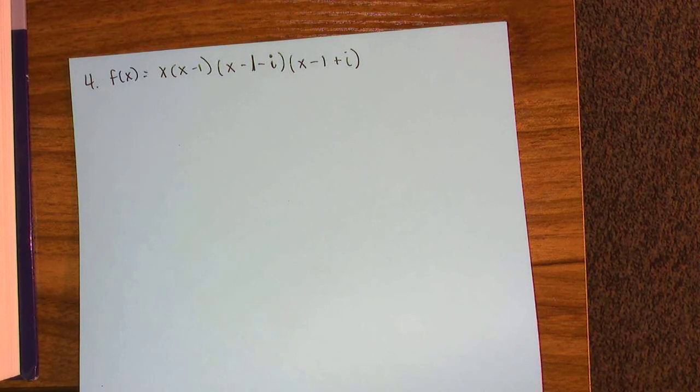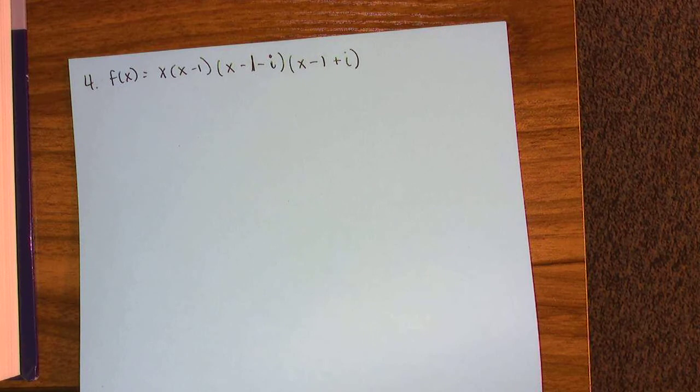Just really quick, what would the zeros be? Yep. Okay, so just remember you set each piece equal to 0 and solve for x, so just moving things over. Intercepts here, what would they be? x equals 0 and x equals 1. Yep.